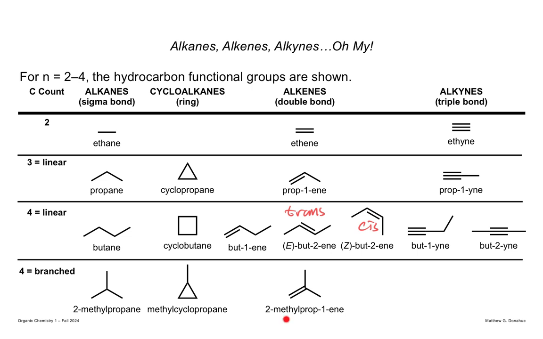A branched C4 is the 2-methyl-prop-1-ene. So the E and Z, those are called geometrical isomers. Alkynes, we have ethyne, prop-1-yne, but-1-yne, but-2-yne. So terminal versus internal.